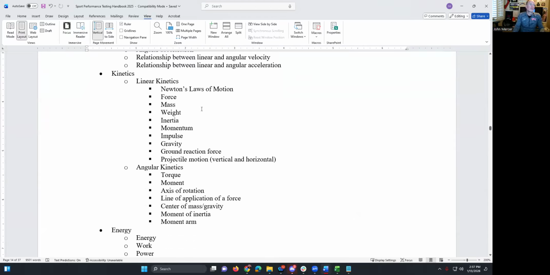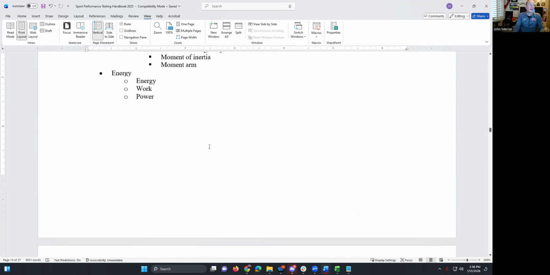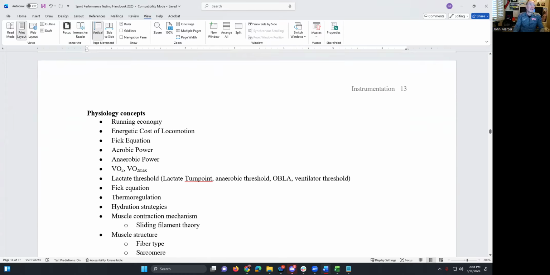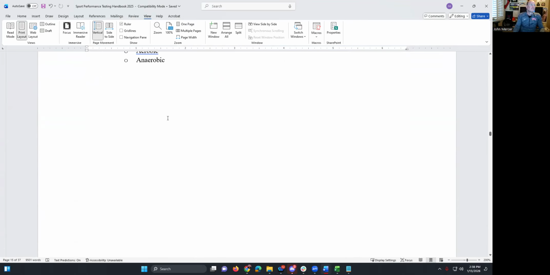So look at these, go through them, check them off that you know them. You don't have to submit anything, but go through Newton's laws of motion. Know what a force is, know mass, know what weight is, how that's similar or different than mass, things like that. And then energy, work, and power. We'll talk about all these things during the semester, but we'll talk about it from a perspective that, oh, you've already learned this. Look at your physiology concepts, know running economy, energetic cost of locomotion, know the Fick equation, and so forth.